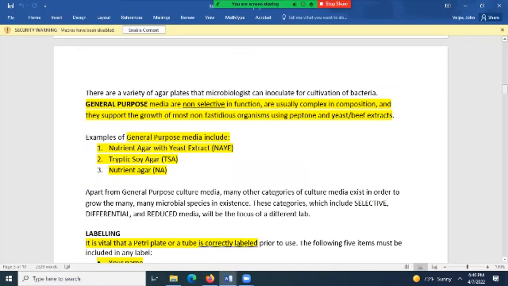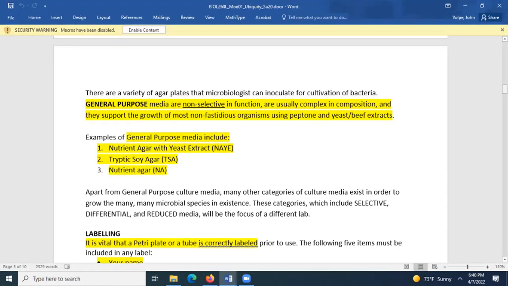You should know that the media we're going to talk about today are general purpose media. There are different types of media, and today we're only going to talk about general purpose media. A general purpose media is a media which is non-selective. It usually is complex in its composition, meaning it has lots of different molecules in it, and they support the growth of non-fastidious organisms by using peptone, yeast, and beef extracts.